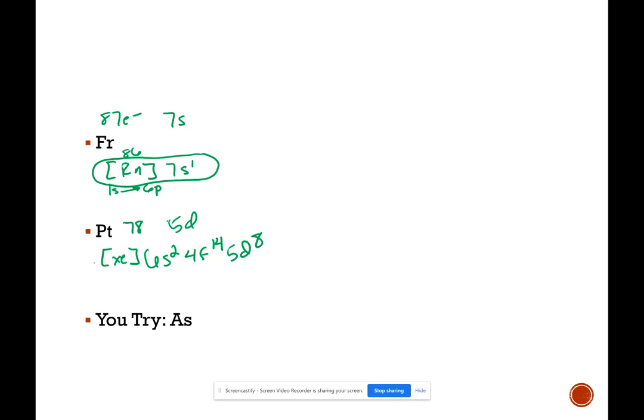Or you could add this up, and you would get 70, because xenon's 54. So 54 plus 2 plus 14 is 70, and so you need 8 more to go into the 5d.